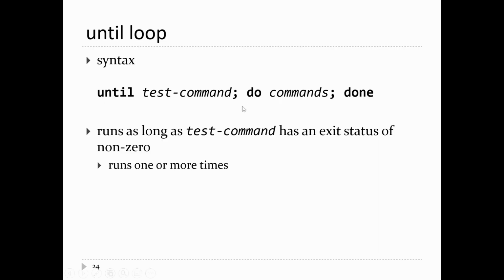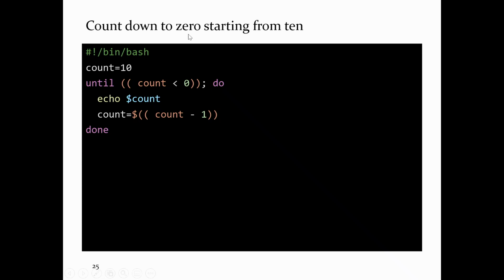OK, the until loop. So that should be 0. I have to fix that too. So the syntax of the until loop is until that command is false, do the commands. So do and done mark the beginning and the end of the loop body. So if I want to count down to 0 starting from 10, I can just check until the count is less than 0. Do this stuff here. So it's just a different way of expressing your condition.